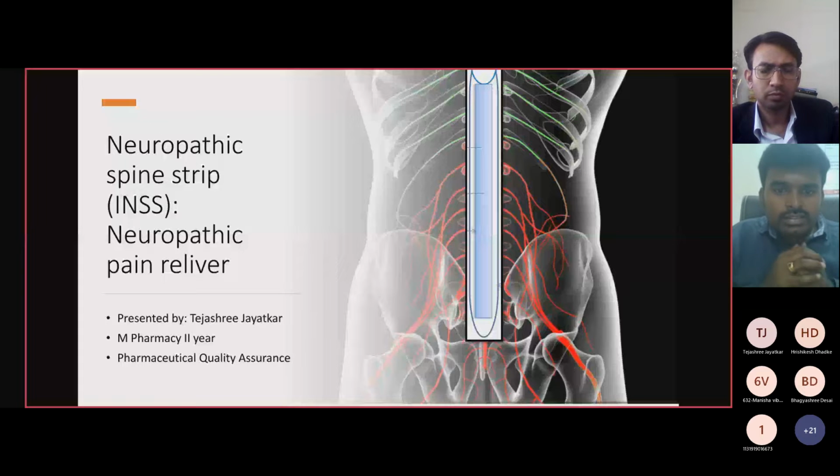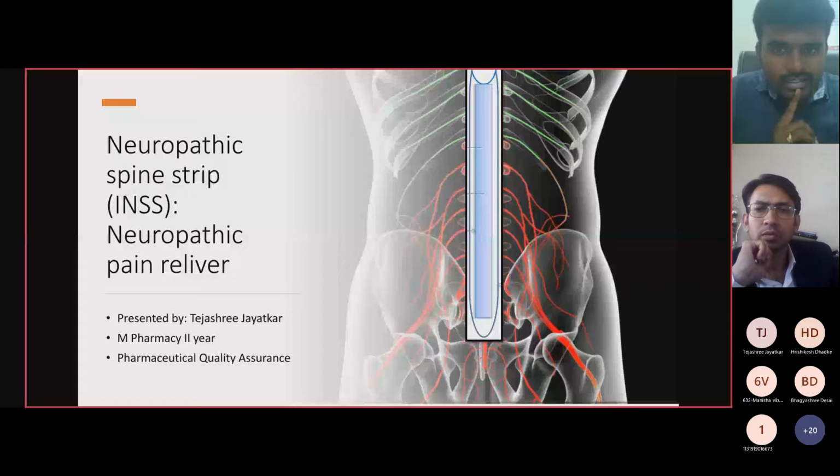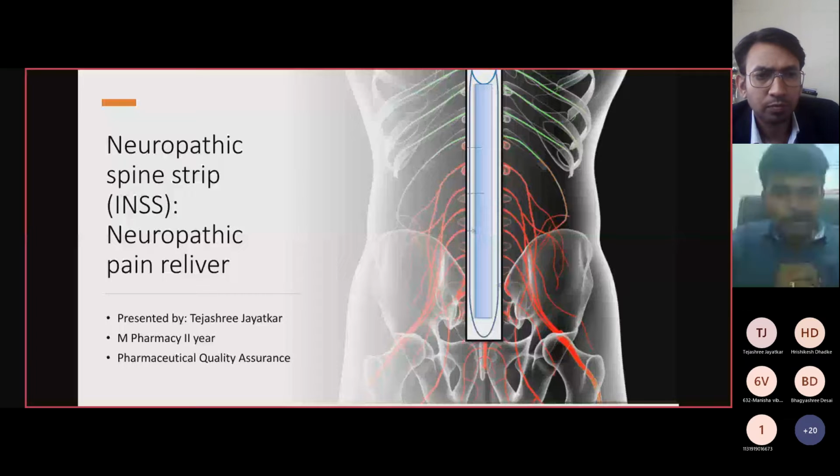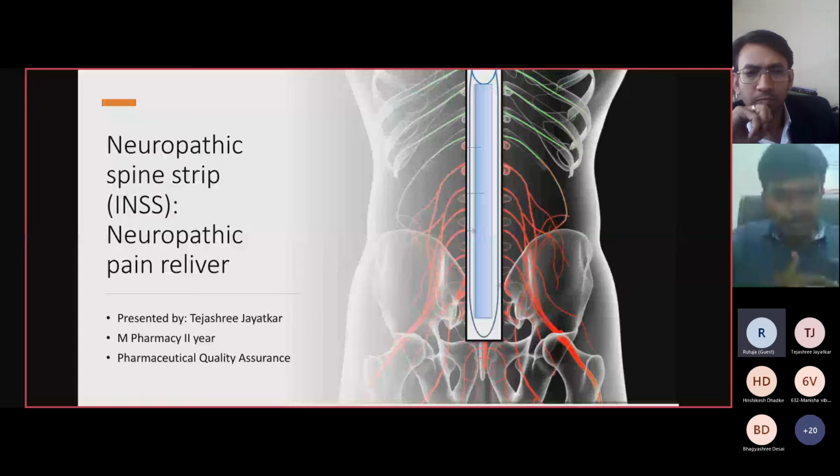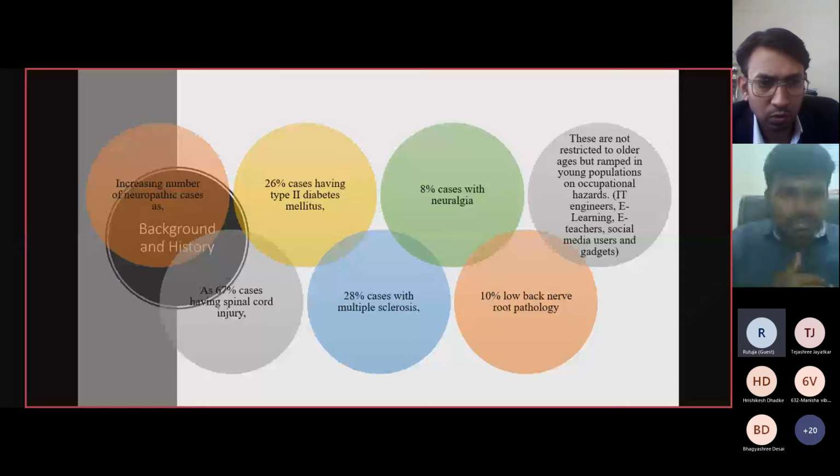We have designed an anesthesiology tape, which contains capsicum oil. Tejashree, whether you are changing the slides? I'm changing. Here you are on the first slide only. We are seeing the first slide. Actually, I'm on the third slide, sir. Now it's changed.